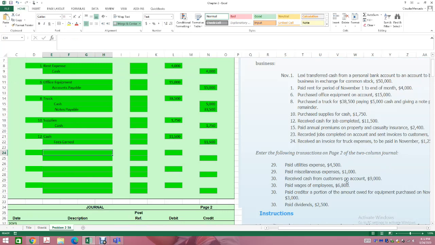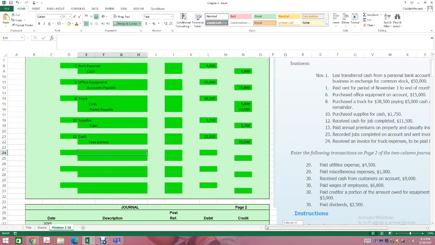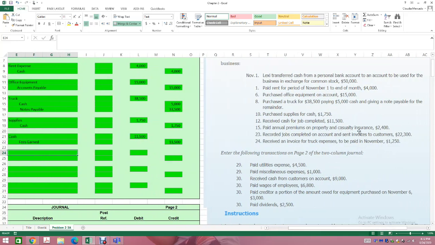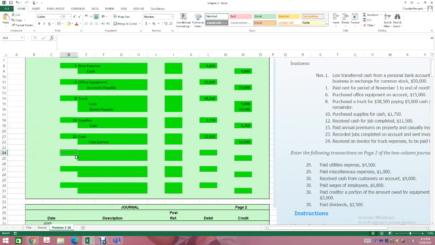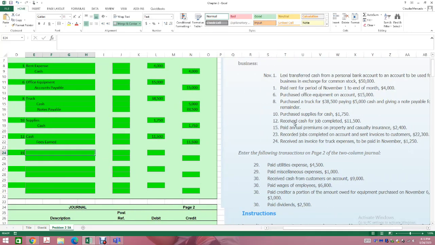On the 23rd, you recorded jobs completed on account and sent invoices to customers, $22,300. Oh, I'm sorry. I skipped one. I skipped the 15th. Let me go back. So on the 15th, you paid annual premiums on property and casualty insurance, $2,400. So you paid for insurance on the property, $2,400 for the whole year. Okay. So what happened here on the 15th? You paid for insurance that's going to cover the whole year, annual premiums.